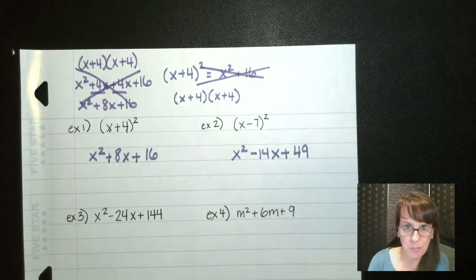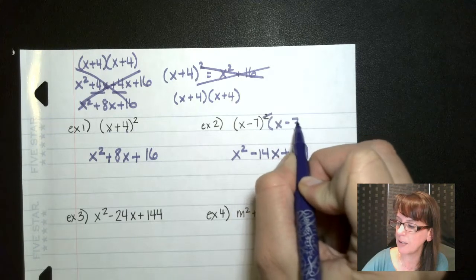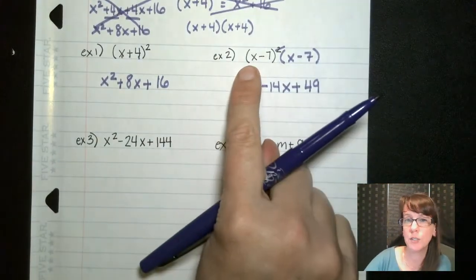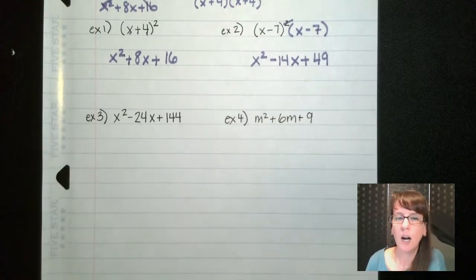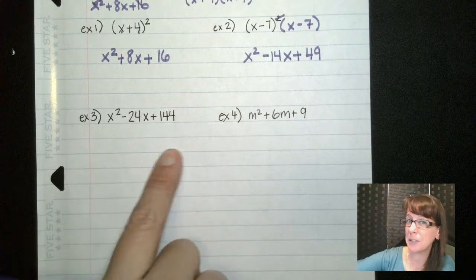Now, if you can't remember the pattern, that's fine. But what you're going to do is cross that out and say x minus 7 times x minus 7. And you're going to FOIL that bad boy so you don't make the mistake of saying, oh, it's just x squared minus 49. Now, why is this helpful? It's also helpful in reverse because now we can make factoring a little bit easier.